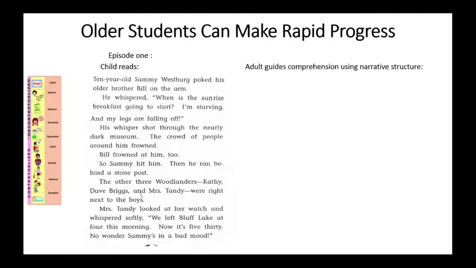This one we're just going to talk through for a moment and start to look at what's so hard about this language. 10-year-old Sammy Westberg poked his older brother Bill on the arm. He whispered, "When is the sunrise breakfast going to start? I'm starving, and my legs are falling off." His whisper shot through the nearly dark museum. The crowd of people around him frowned.